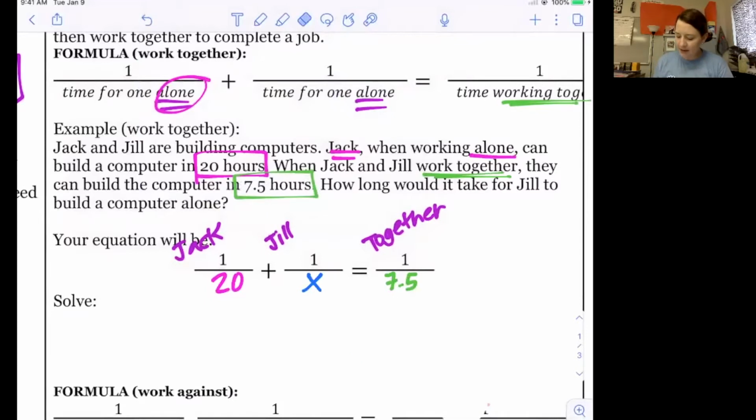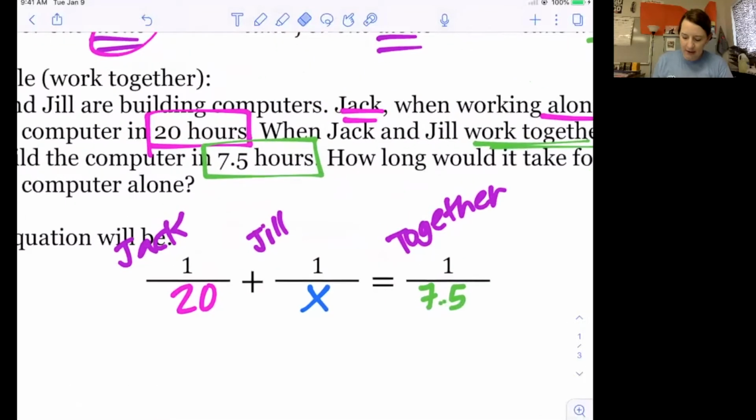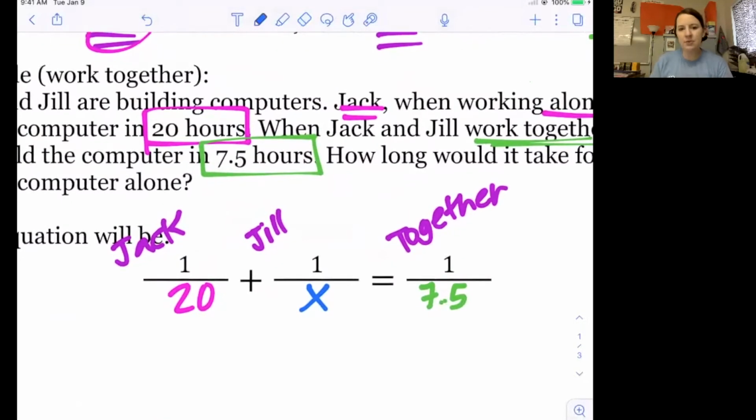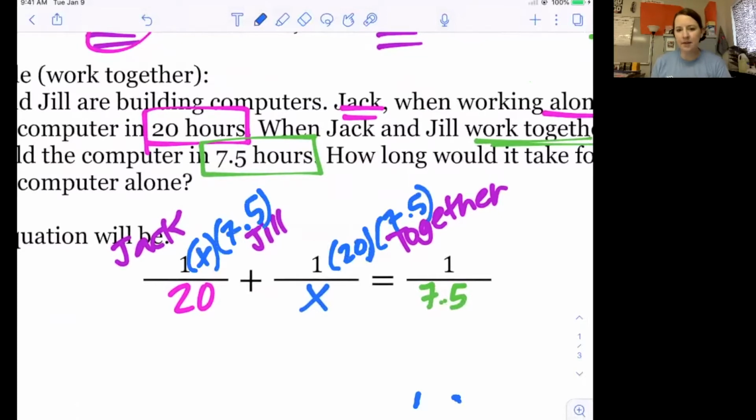And we know from our previous lesson that in order to add fractions, we have to get a common denominator. So I see that this first one has a denominator of 20. It's missing an x and a 7.5. Okay, this next one has an x. It's missing a 20 and a 7.5. And this last one has 7.5. We're missing a 20 and an x.